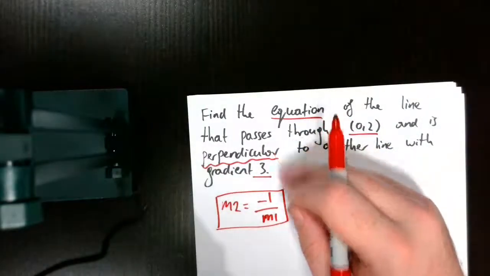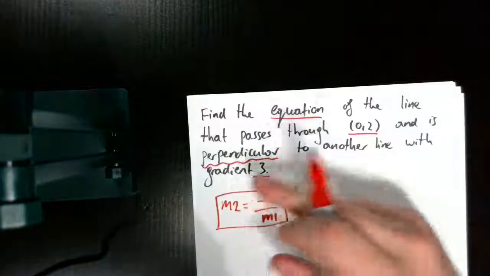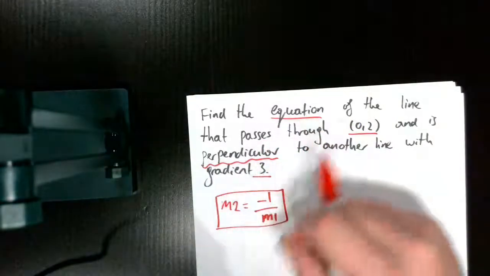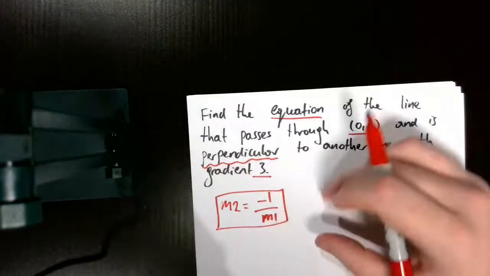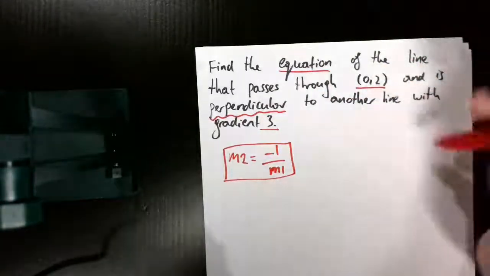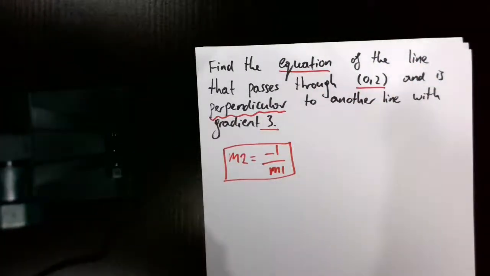The reason why this formula comes into play is because it is perpendicular. If this was parallel, we would just make the gradients equal. But because we're told that it's perpendicular, we have to use this formula, okay? Right, I'm going to show you a shorter way in just a moment that I can help you calculate this out. All right, so let's jump into calculating the gradient first off.